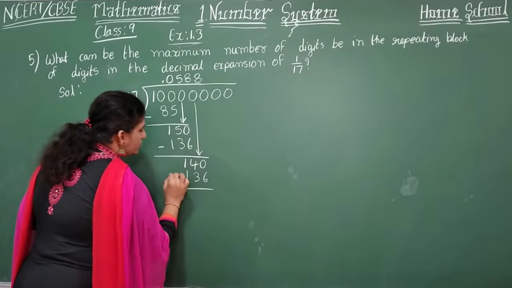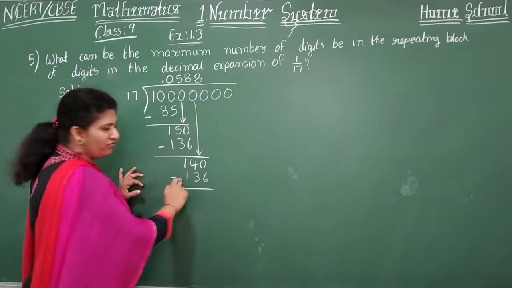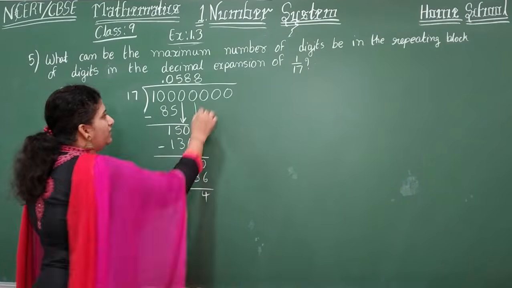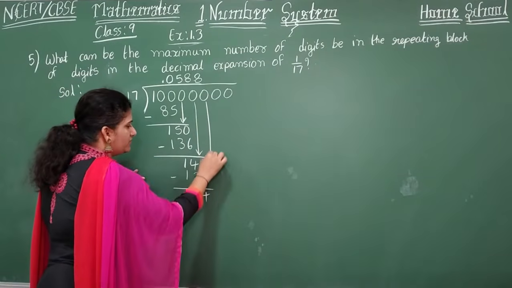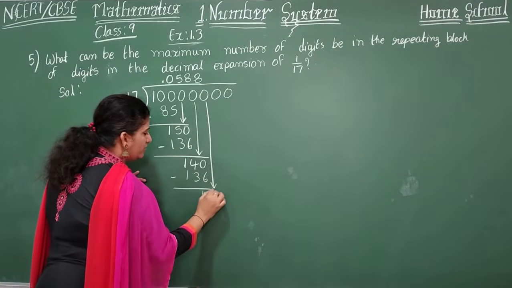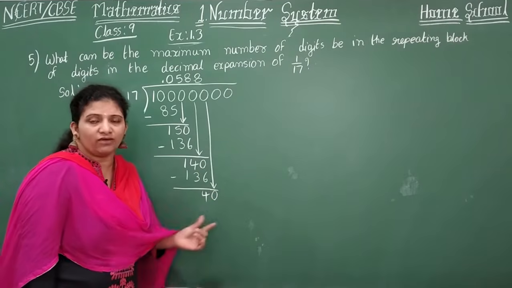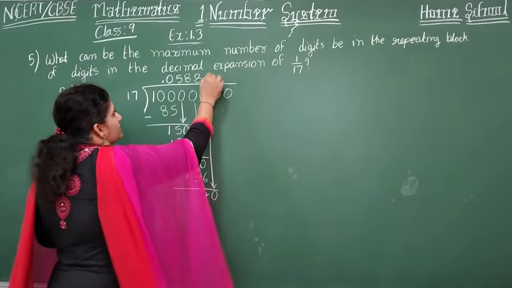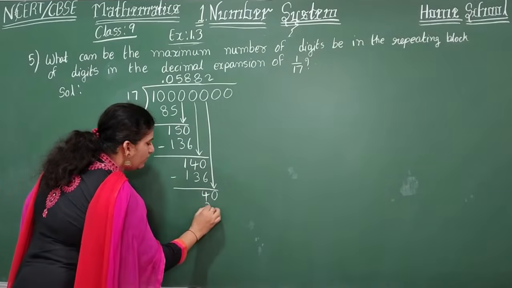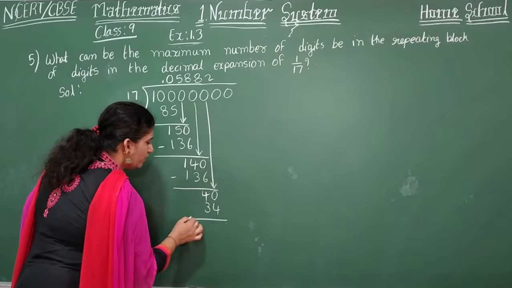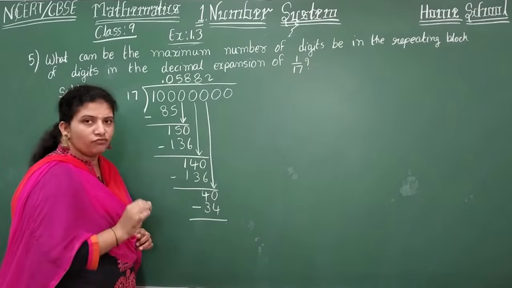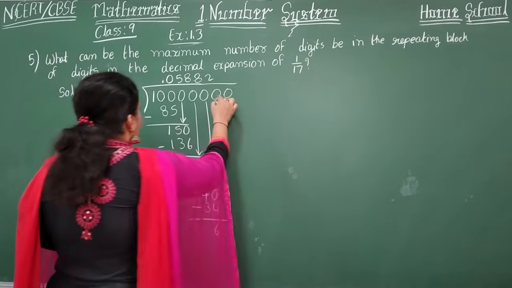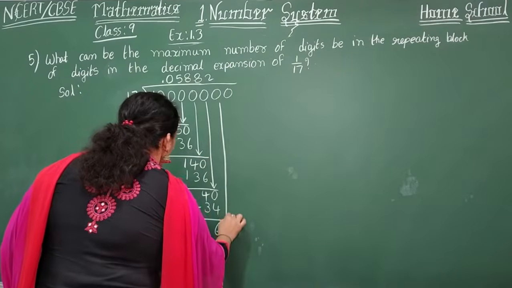136. Now look here carefully, children. 140 minus 136 will be 4. Now drag this 0 down. Where are you going to get the nearer number to 40? 17 twos are 34. Now again subtract this. 40 minus 34 will be how much? 6. So now drag this 0 down.